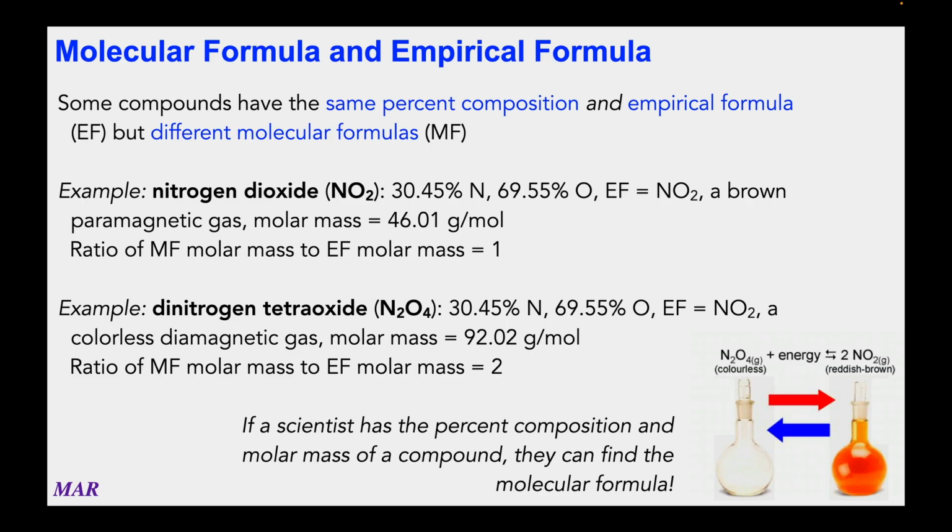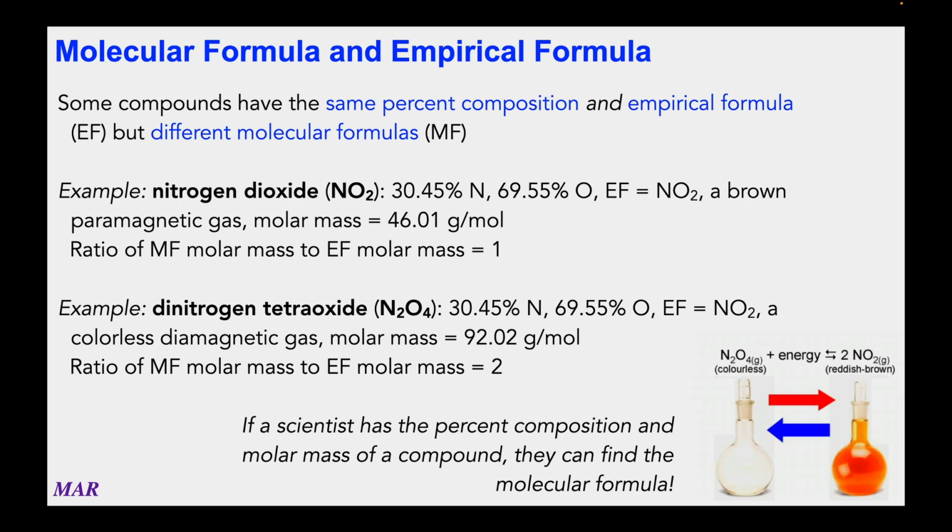And I hate to say I would want to breathe it, but if you have to take a whiff of something, N2O4 would be much safer. All right, it's not as reactive. Diamagnetic things are generally not as reactive as paramagnetic things. I don't want you to breathe either one of them, but if you had to take one, N2O4 would be the better one. So this is why it's so important to find the molecular formula.